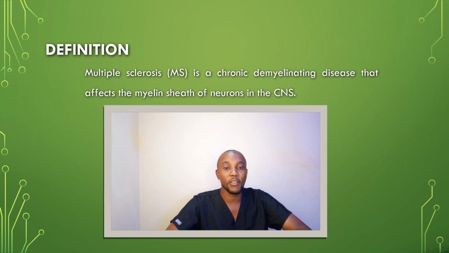What is multiple sclerosis? It's a chronic demyelinating disease that affects the myelin sheath of neurons in the central nervous system. That is what we call multiple sclerosis. By definition, we are saying that it's chronic demyelinating. That means it leads to the destruction of the myelin sheath of neurons in the central nervous system. It will affect the myelin sheath, but the axons will be intact.